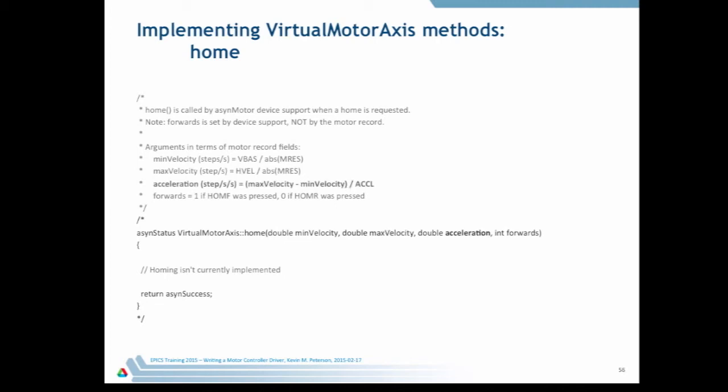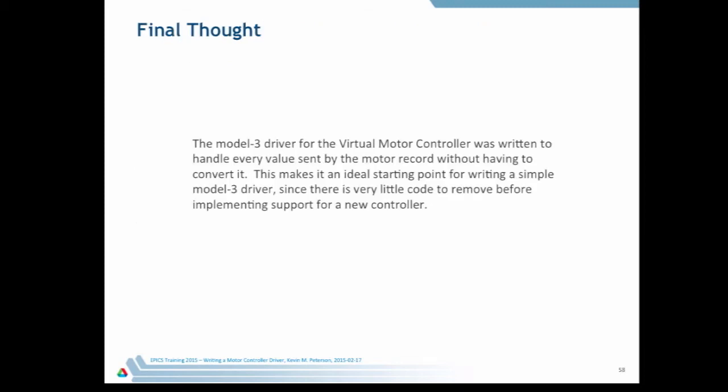And the acceleration time is taken into account when you are doing a home motion. This forwards argument is not set by the motor record. In the motor record, you are pressing either home forward, you are writing to the home forward field or the home reverse field, and device support is setting this value for you. That probably doesn't have any practical consequences, but I find it interesting that that's the source of that.